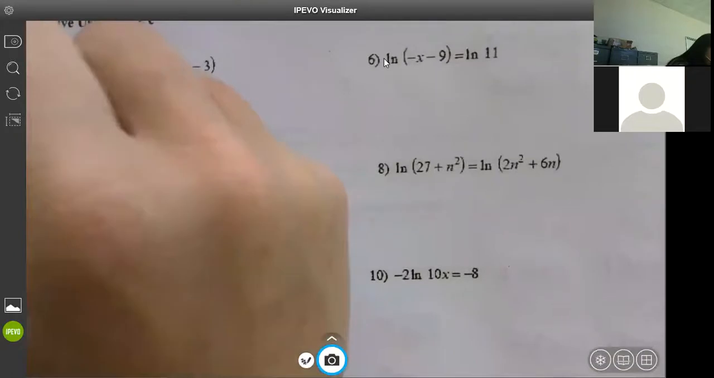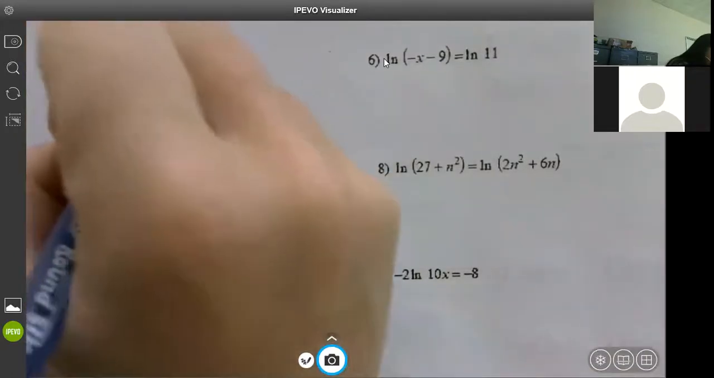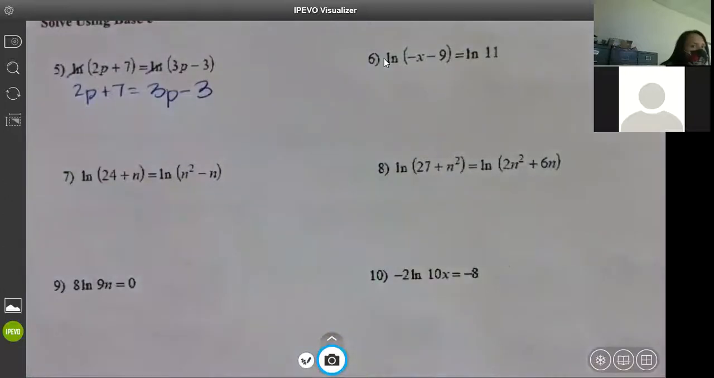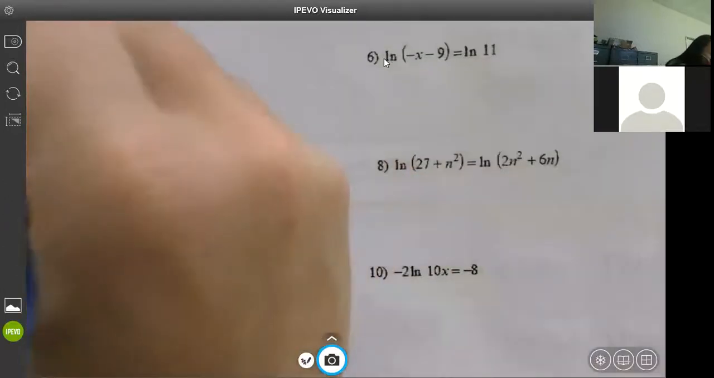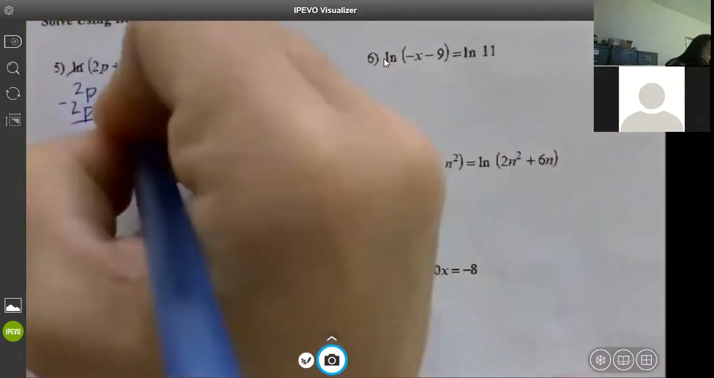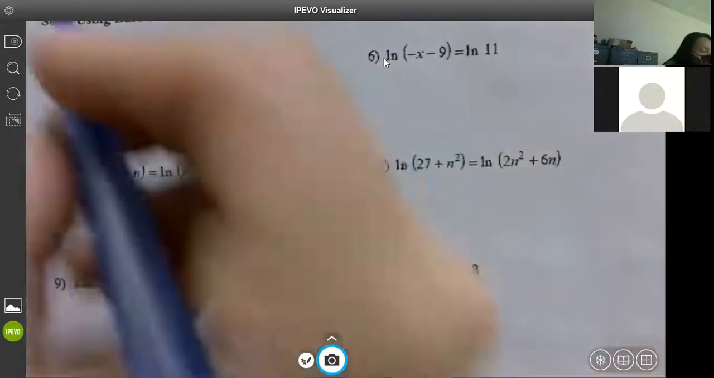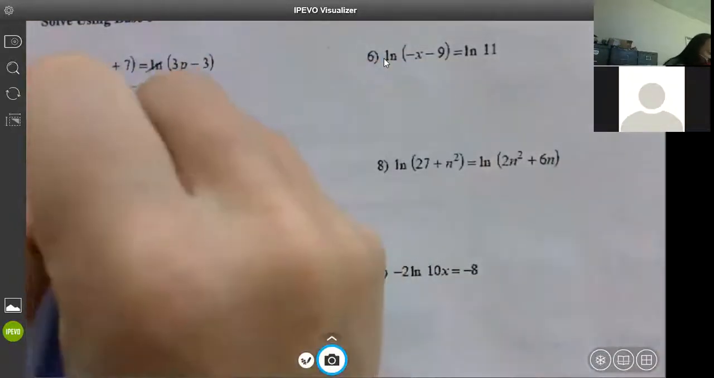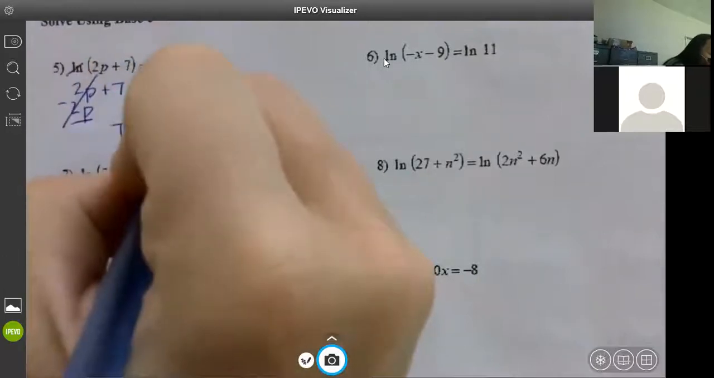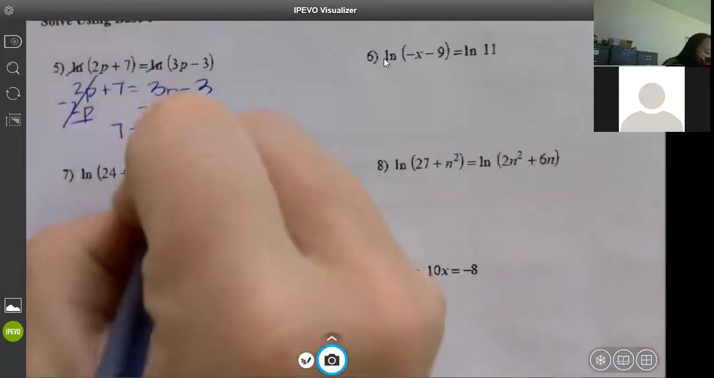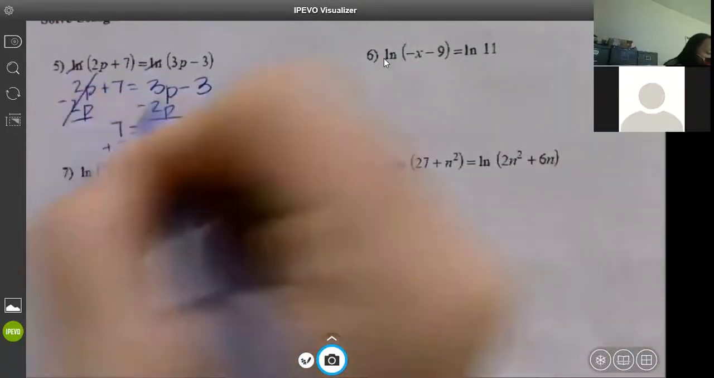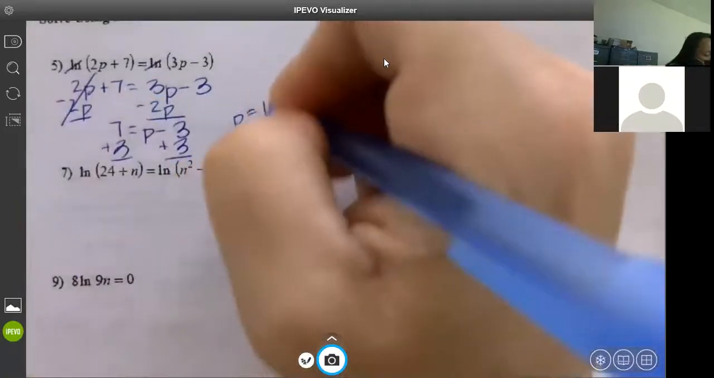My equation I'm trying to solve is 2p plus 7 equals 3p minus 3. Move your littlest p. You can move either one. It doesn't matter. I just always move the littlest. I get 7 equals p minus 3. Add 3. And I get p equals 10.